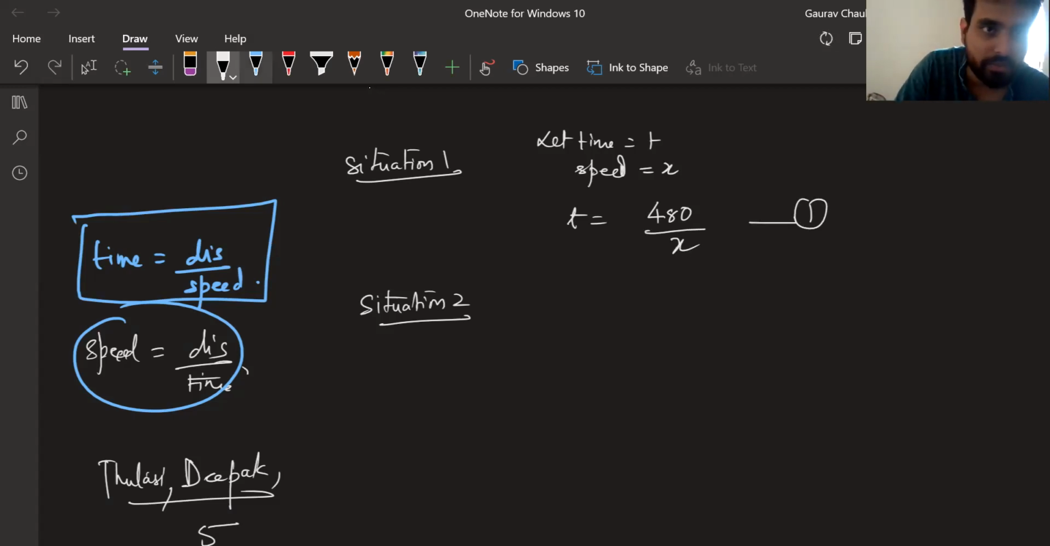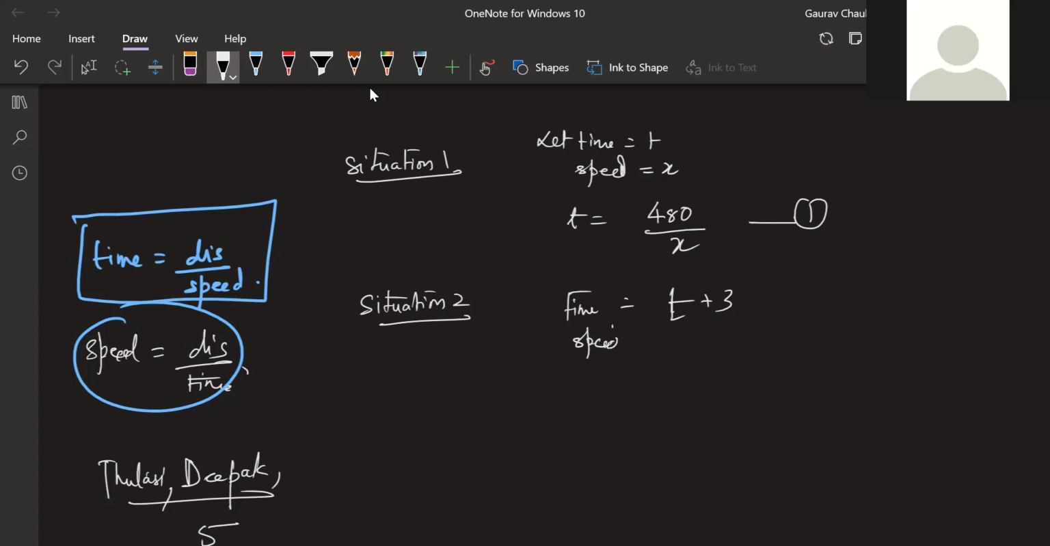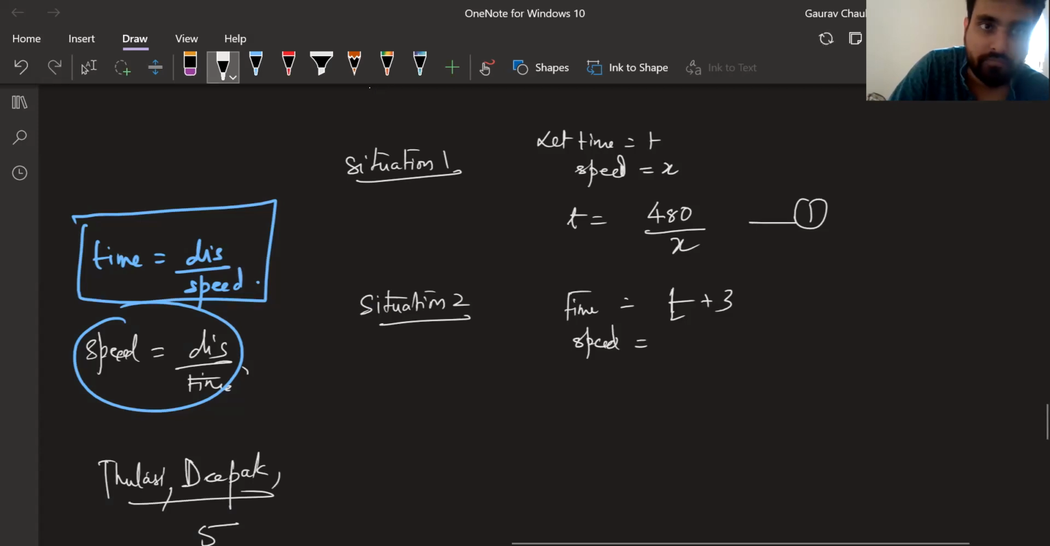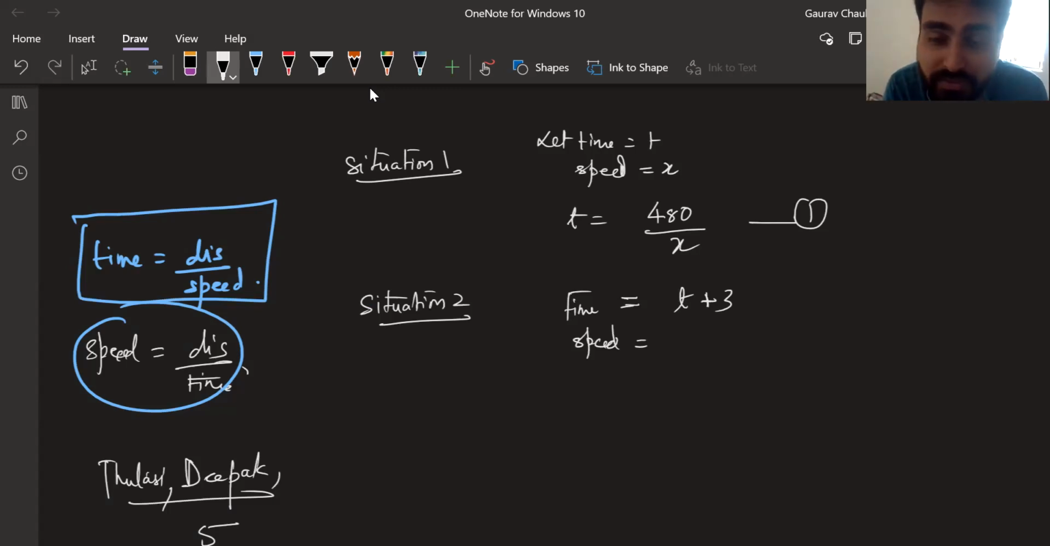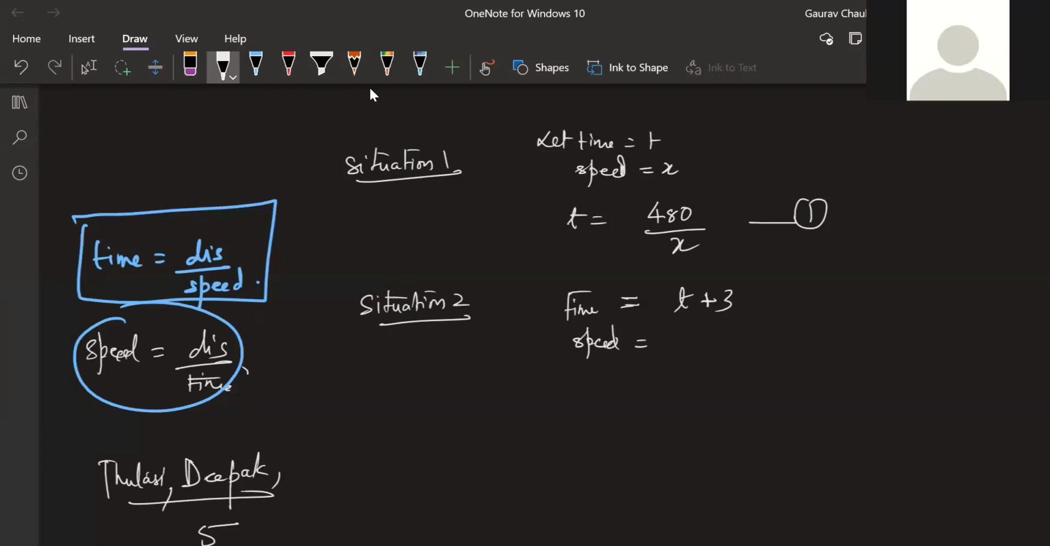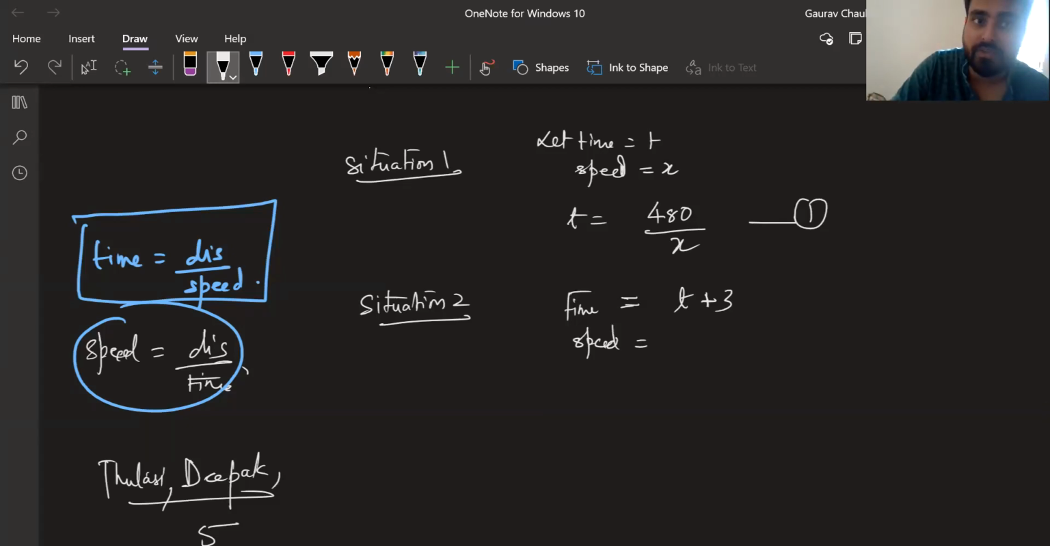Can you give me situation 2 now? What is time in situation 2? Time is 3 hours extra. So T plus 3. Speed is how much, Dikshit? Sir, it said it's going in uniform speed, sir. But there is something about the uniform speed that they have told, comparing it to the first situation. Sir, there's a deduction of 8 kilometer per hour. What do I get the speed then in situation 2?